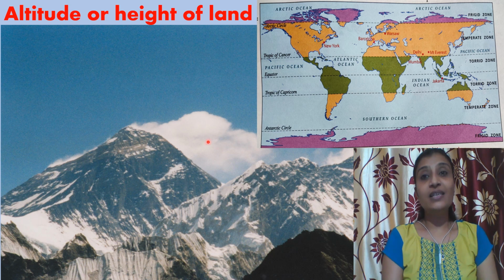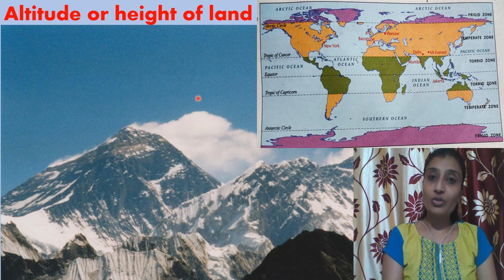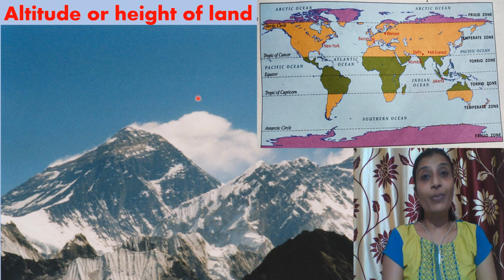If the place is on the altitude, altitude means if it is on the height. But if it is closer to the equator, but high, as in mountains or plateaus, then that place would be cool. For example, Mount Everest. Where is Mount Everest, children? Yes, see here. Now children, it's between Nepal and Tibet.